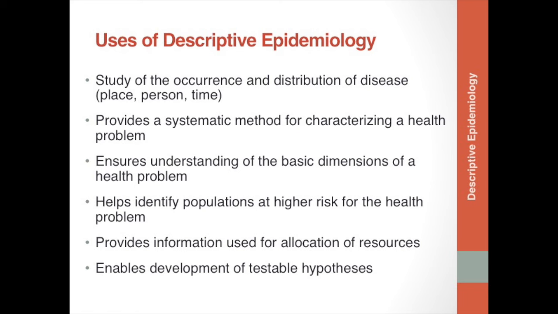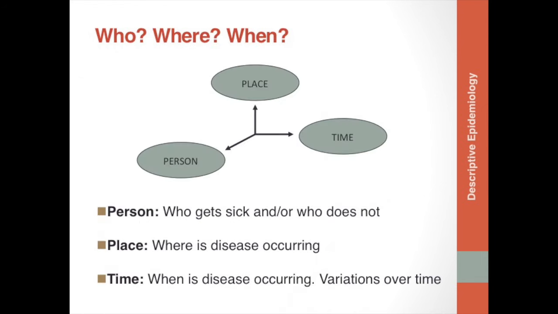By conducting descriptive epidemiology, we can make sure that there is an understanding of the basic dimensions of a health problem. It also helps to identify populations at a higher risk for a health problem, and it also provides information that can be used for allocation of resources and to enable researchers to develop one or more hypotheses that can be later tested. Person, place, and time are related to the who, when, and where aspects of descriptive epidemiology.